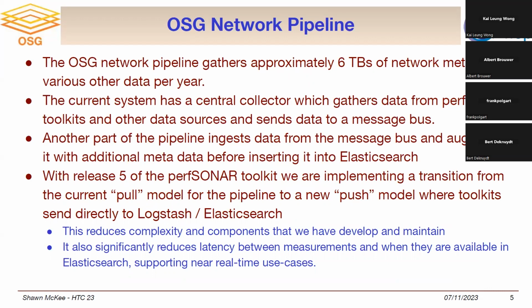Now with release 5, which has been out now for a couple months, we have an opportunity to go to a new model. So we're going to be transitioning from a pull model into a push model. And we'll basically have the toolkits directly writing into Elasticsearch via Logstash. This reduces the complexity and the number of components that we have to maintain. And it also significantly reduces the latency, which opens up some new use cases for us. So instead of a 15 to 20 minute latency between the measurement being made and it showing up, we can get it within seconds now in many cases.